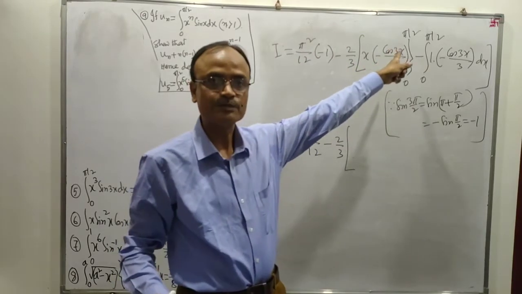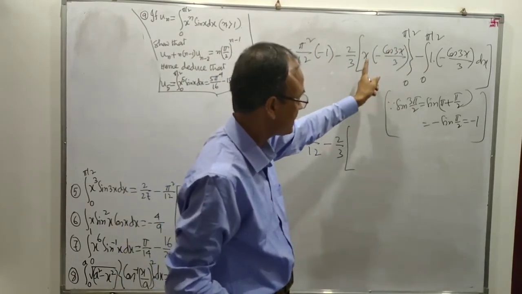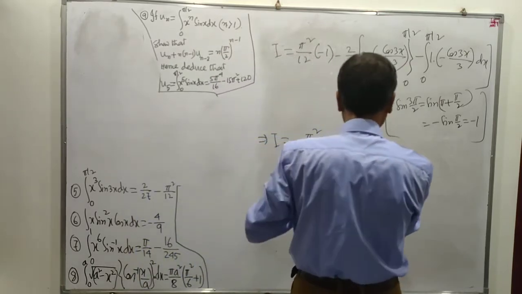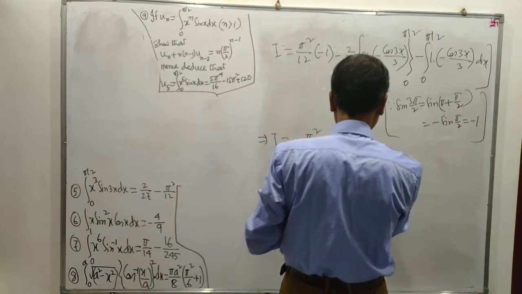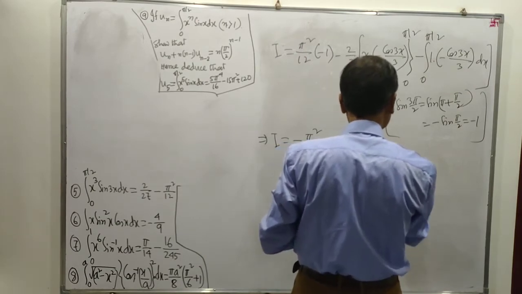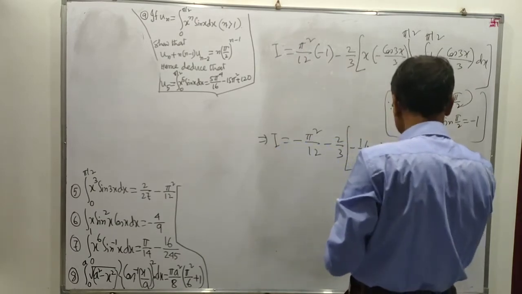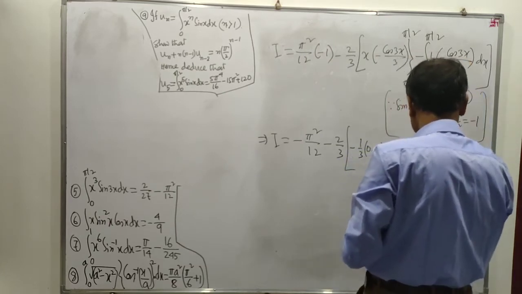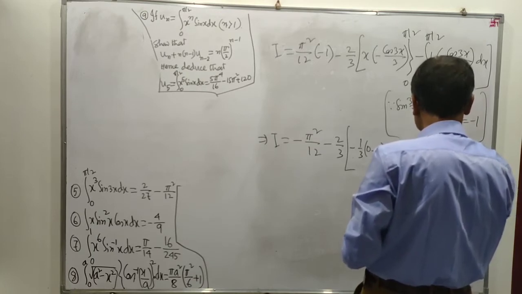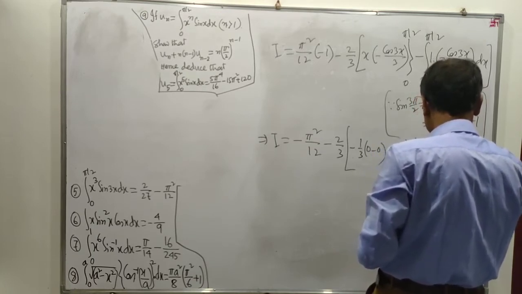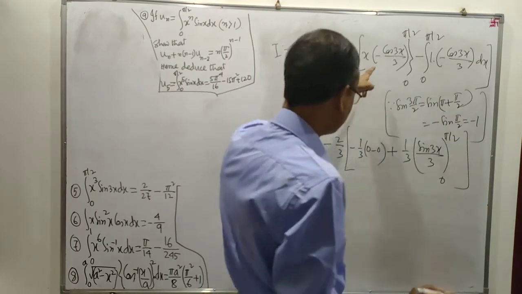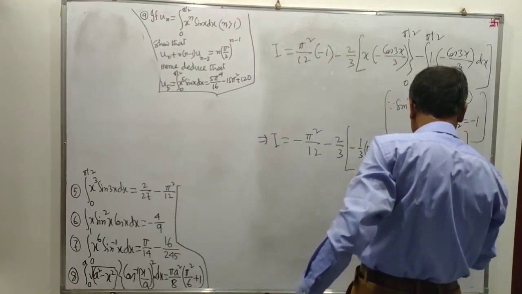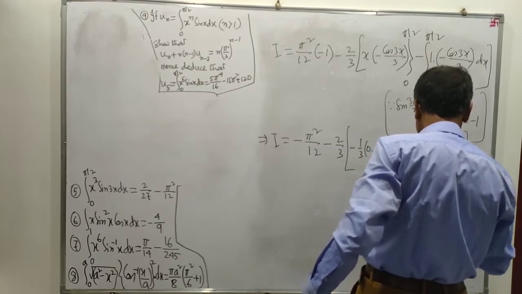Cos thrice pi by 2, this is equal to 0. And if you put x equal to 0, ultimately this will be equal to minus 1 by 3, 0 minus 0. It will be 0 minus 0. Plus 1 by 3. What is the integration of cos thrice x? Sin thrice x divided by 3, 0 to pi by 2. Since cos 3 times pi by 2 is equal to 0.